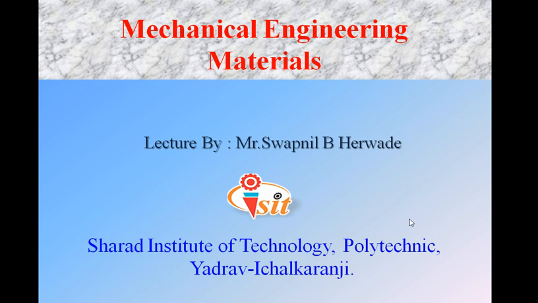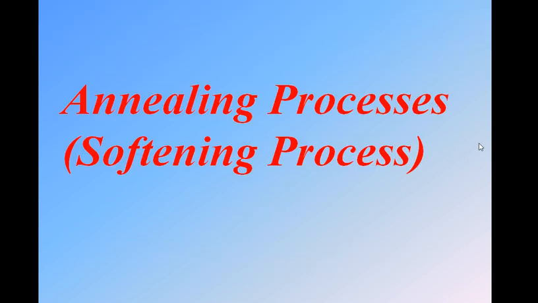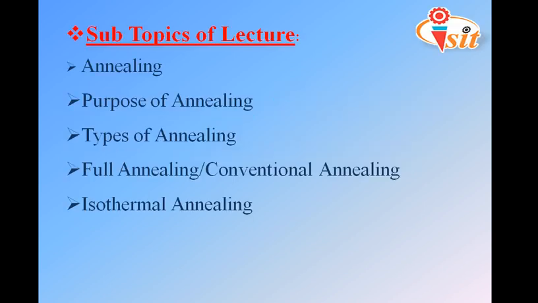I am here with my next lecture on chapter number 6. So our next point is the annealing process, which can also be called a softening process. Here in this process we are going to soften the hard material, or decrease its hardness.